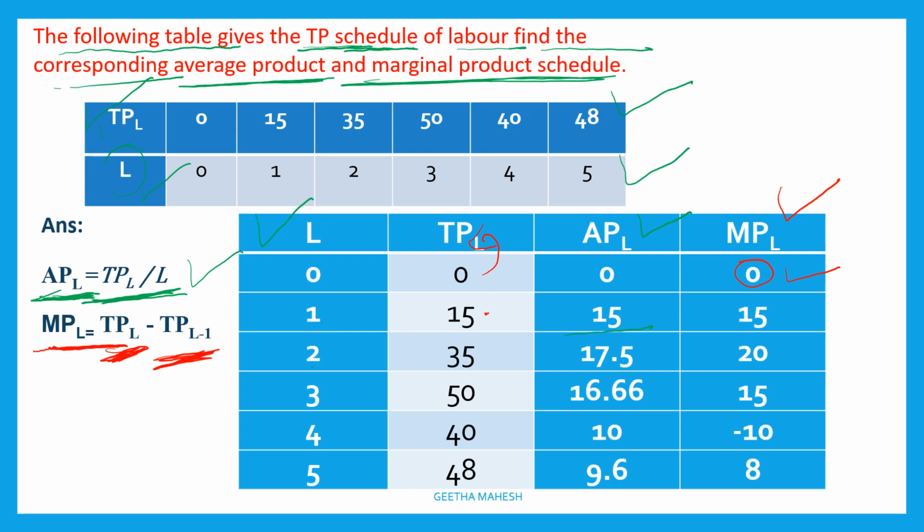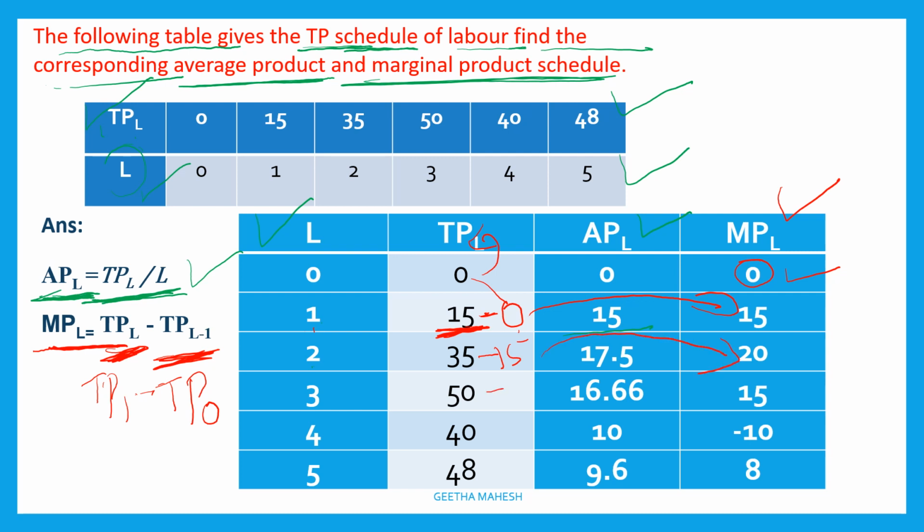Then 15 minus this 0, previous value. So 15. See, total product of first labor minus total product of previous labor, which for the first one is 0. So what is the total product? 15. 15 minus previous total product 0, so 15 minus 0 you will get 15. Then 35 minus 15. This 15 we will write down. So 35 minus 15 we will get 20.